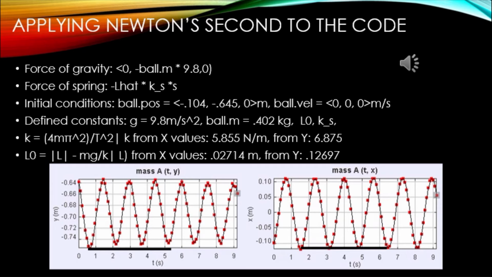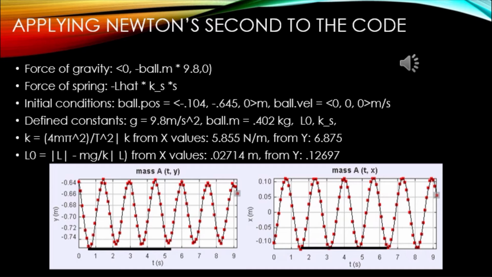Then there is the force of the spring, which is equal to negative L hat, which is the direction of the spring, times ks, which is the spring constant, times s, which is the amount the spring has been compressed or stretched. Along with these forces, there are some initial conditions and constants that must be defined, such as the initial position and velocity, the mass, the acceleration of gravity, and the spring constant and relaxed length of the spring. The initial position is found using tracker, and we assume the velocity is 0 because the first point is as the mass is being released.